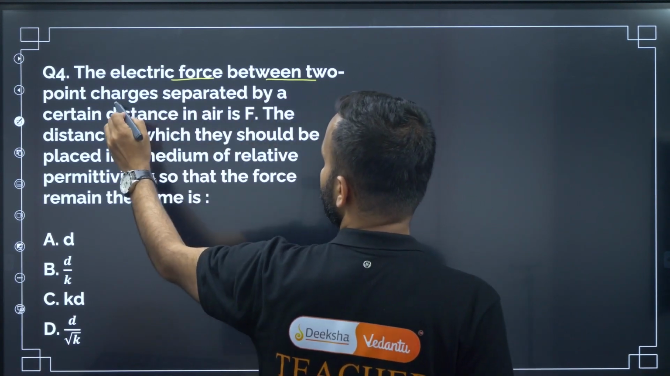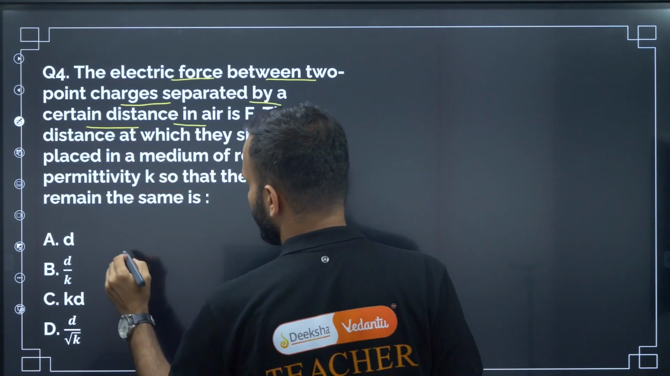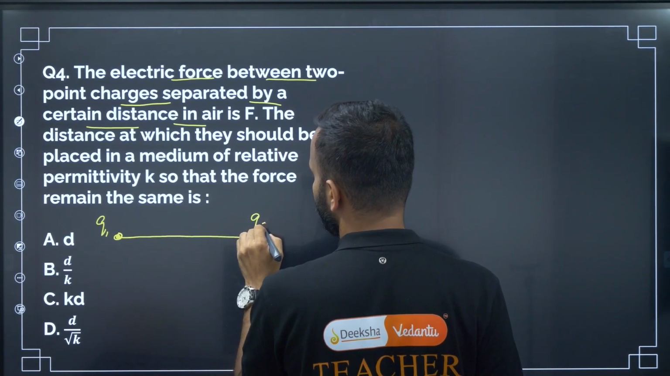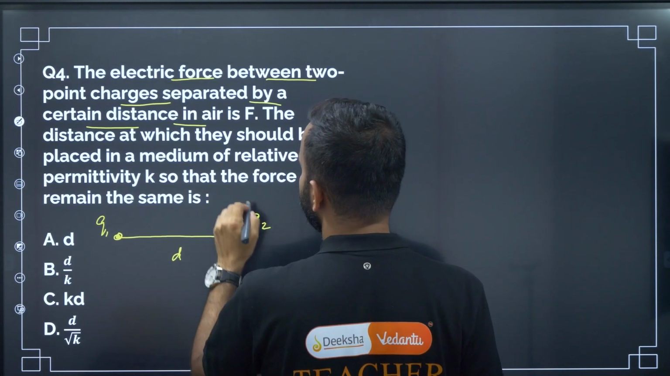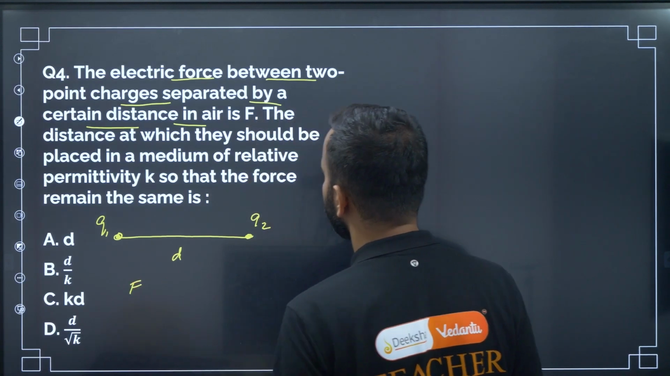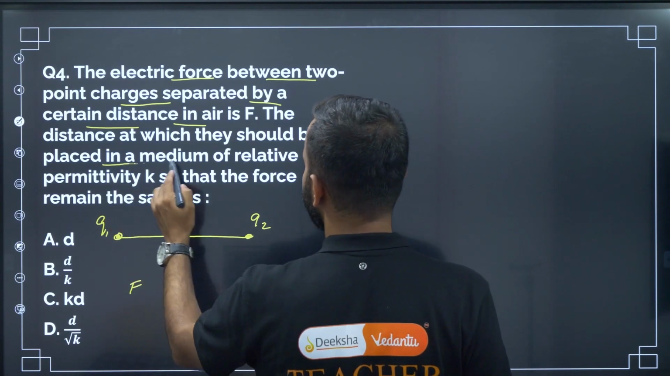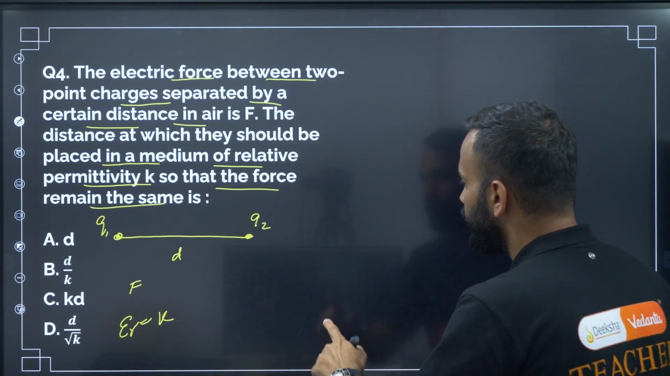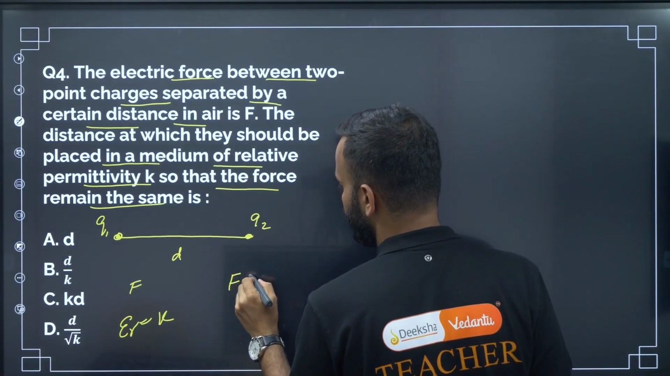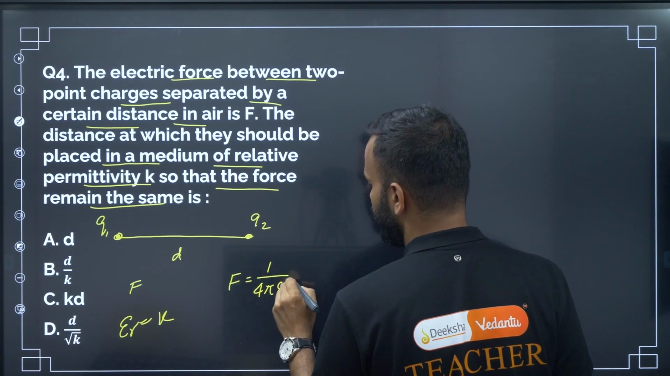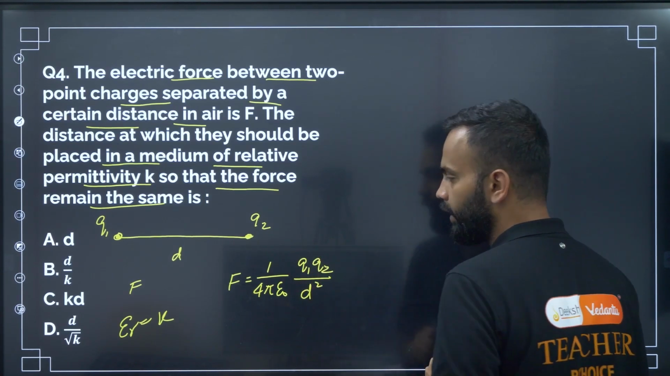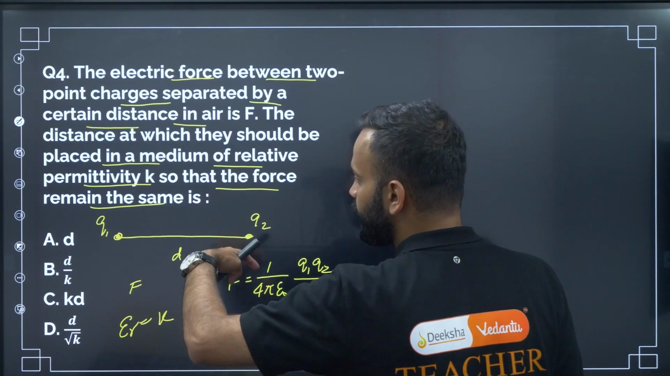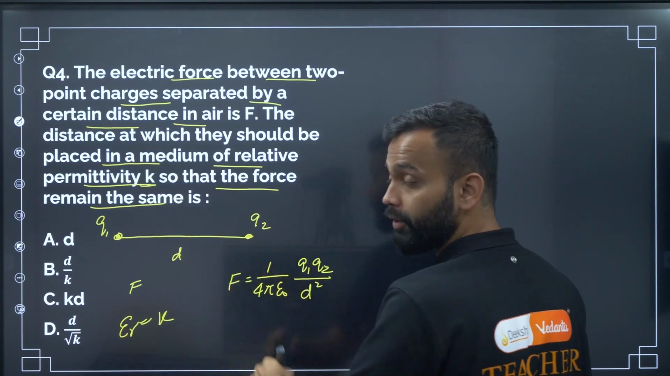The electric force between two point charges separated by a certain distance in air is F. Here there are two point charges, Q1 and Q2, separated by distance, let's say d, in air, and the force between them is F. The question asks for the distance at which they should be placed in a medium of relative permittivity K, where epsilon r is K, so that the force remains the same. When it is in air, the force between them is F, so F is equal to 1 divided by 4 pi epsilon naught Q1 Q2 divided by d square, right? This is the force between the two charges when placed in air at a certain distance d. Now it is placed in a medium whose relative permittivity is K.